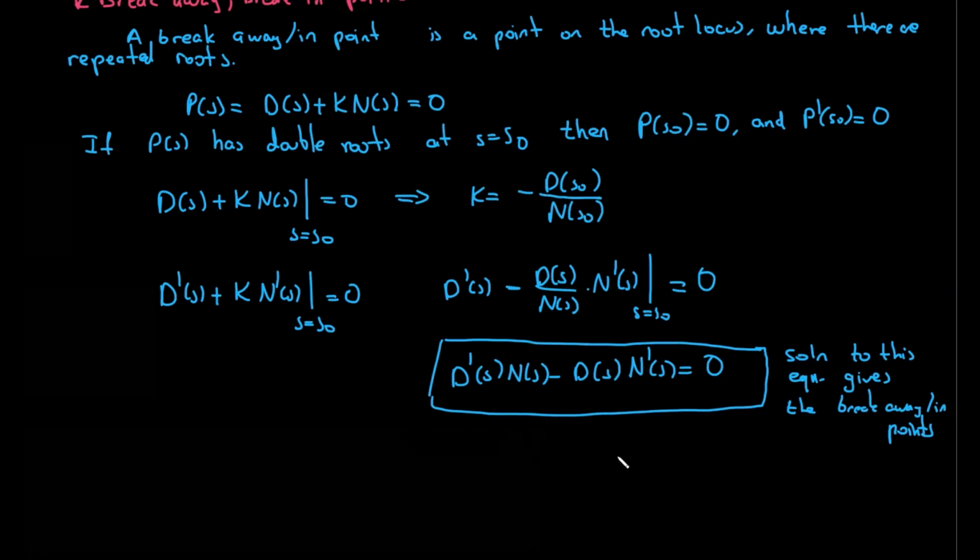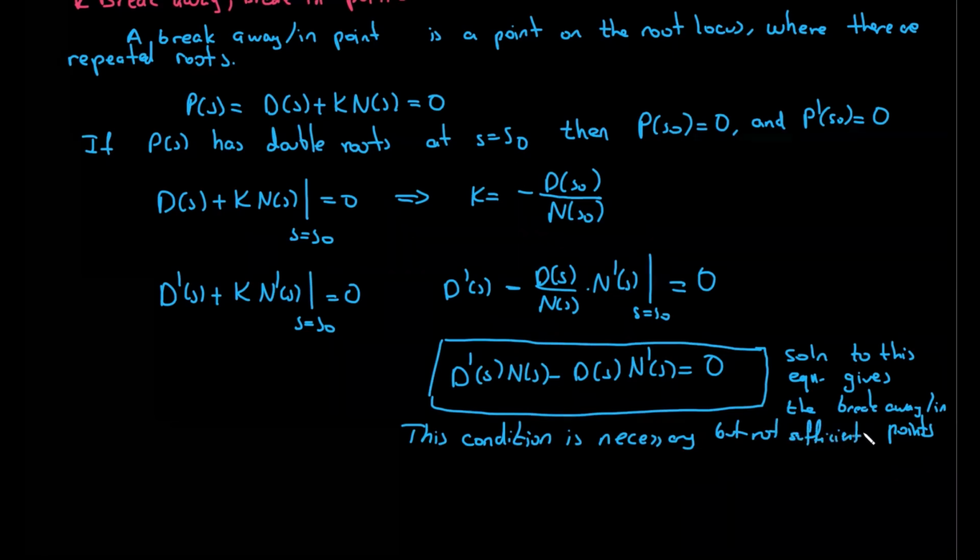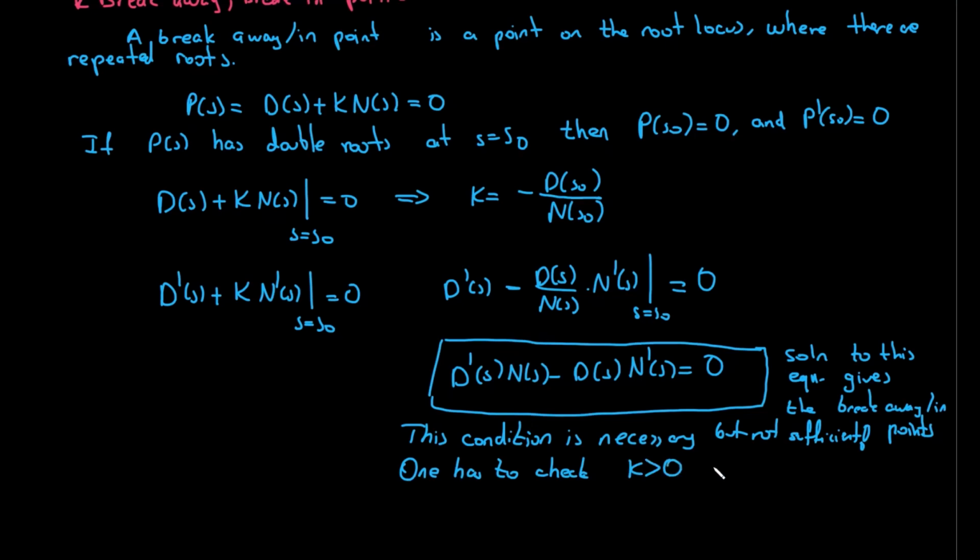One important thing about this condition is that at the beginning of the root locus, we assumed that K is a variable between 0 and infinity, a positive number. So in order to check the validity of the break-in or breakaway points that you find by solving this equation, you need to check also that the corresponding K value is greater than 0. So simply, this condition is necessary but not sufficient. So we have to check the K greater than 0 condition as well.